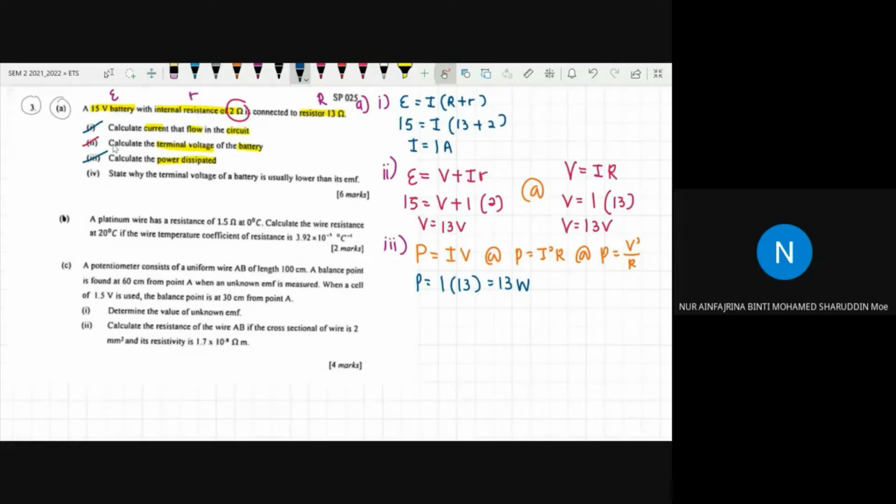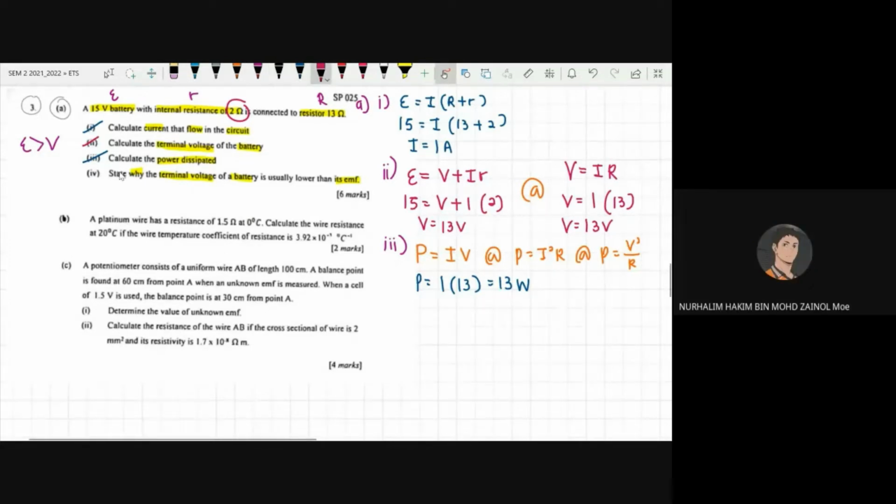Okay, now let's proceed to question 3A4. So the question asks us to state why. Kenapa? Terminal voltage of a battery is usually lower than EMF. Kita tahu kan EMF kita nilai dia adalah lebih besar daripada kita punya terminal voltage of a battery itu. Why? Kenapa korang rasa dia EMF kita lebih tinggi daripada terminal voltage kita? Due to what? Anyone?